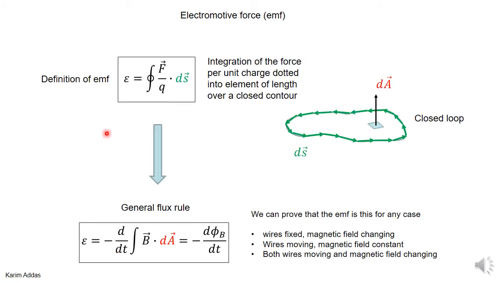And you can also prove that the EMF with this basic definition is always equal to minus d phi by dt. And we discussed this a bit before. It doesn't matter if the wire is moving and the magnetic field is constant in time, or the magnetic field is changing with time and the wire is fixed, or both are happening at the same time. The wire is moving and the magnetic field is changing with time. It doesn't matter. Always the EMF is equal to minus d phi by dt.